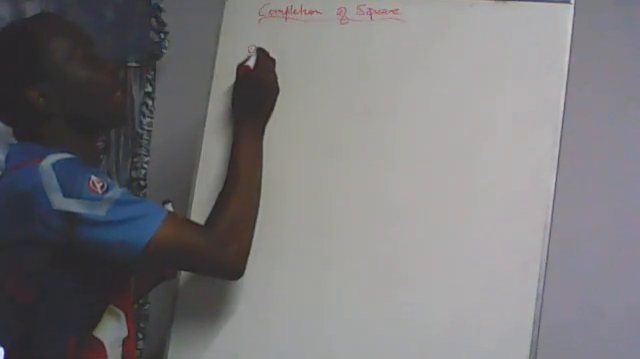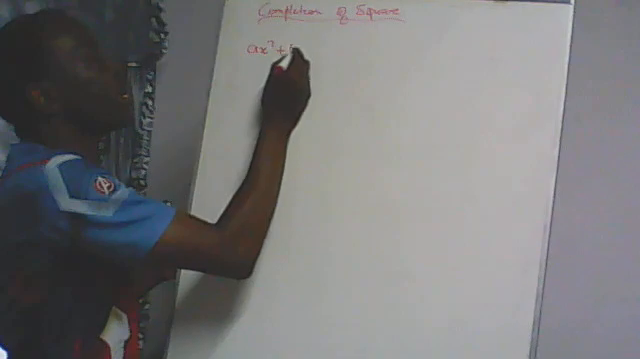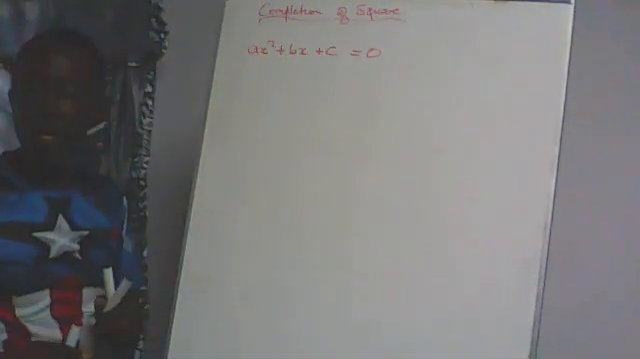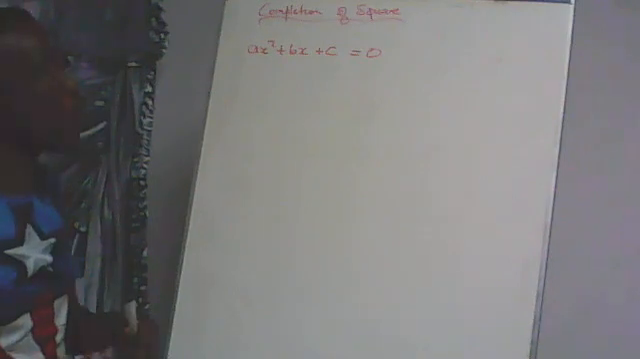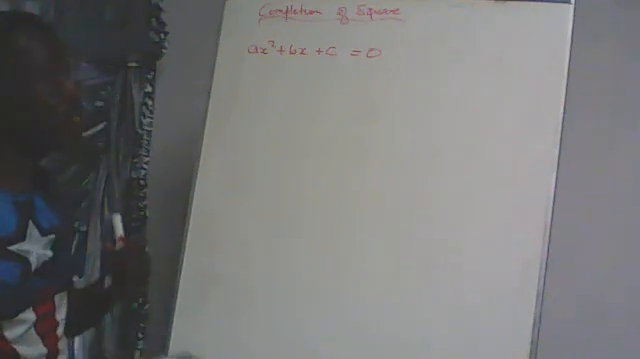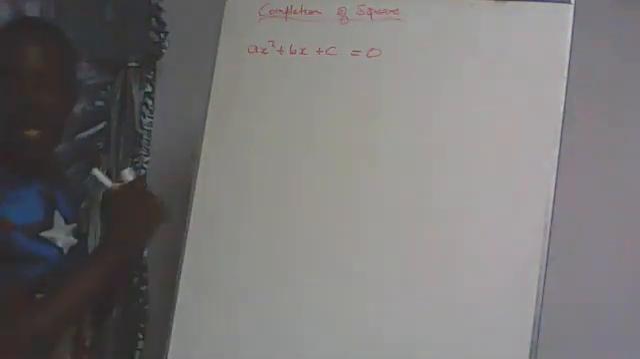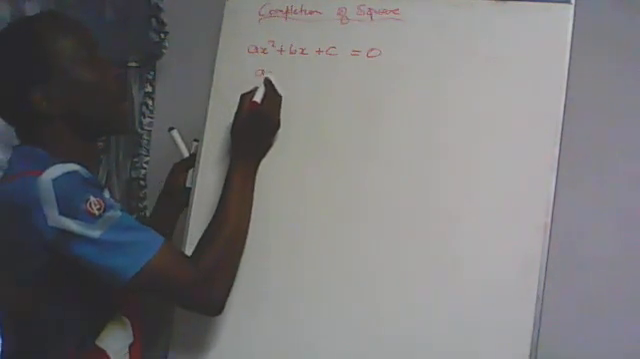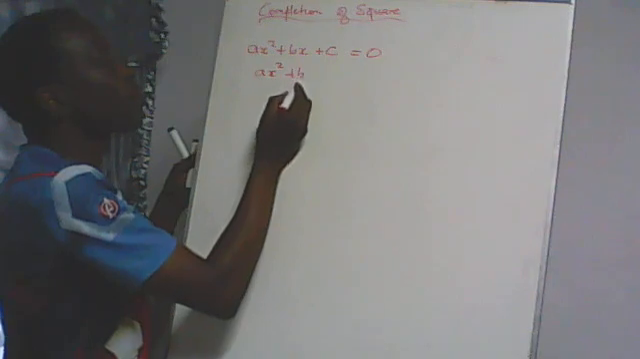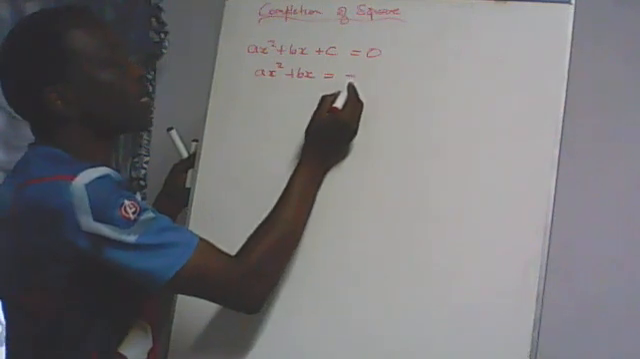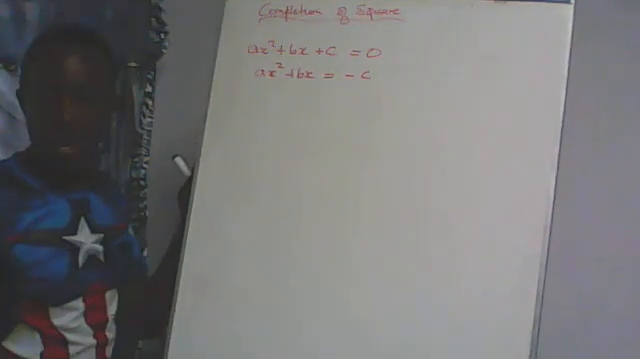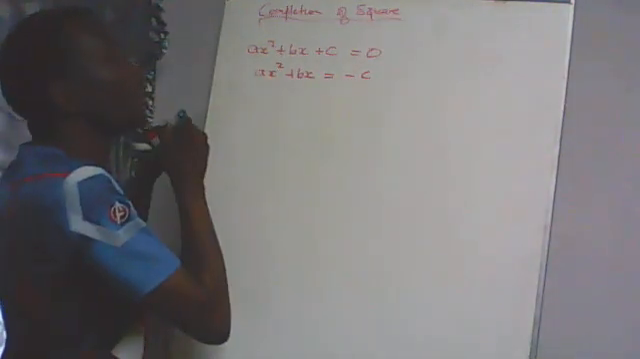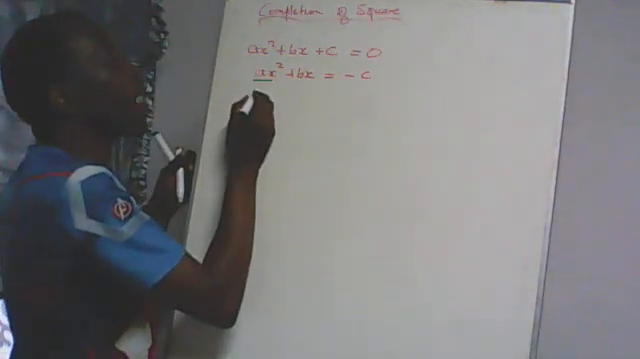We have ax squared plus bx plus c equals 0. Now, guys, before you can do anything, please transpose that to the other side. Then you'll be left with ax squared plus bx equals negative c. And then, what do you do next? You divide both sides by a.